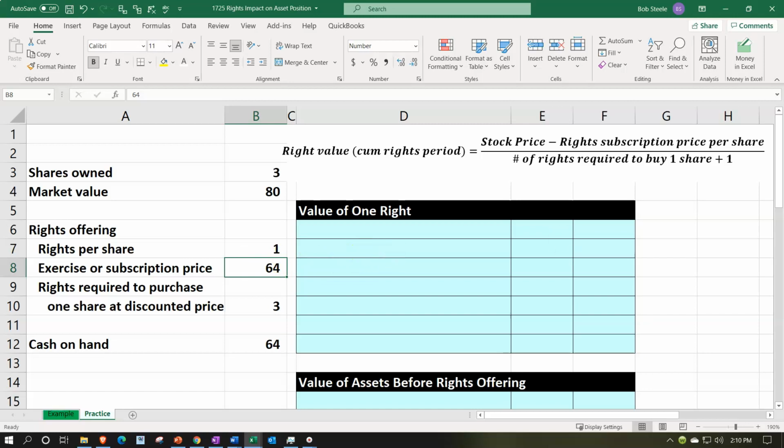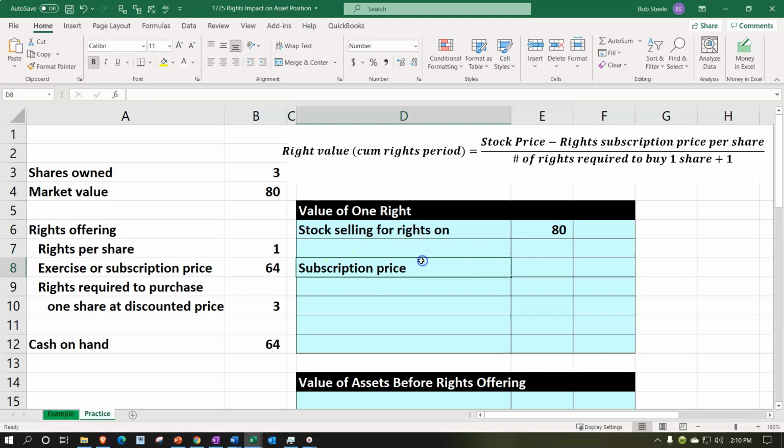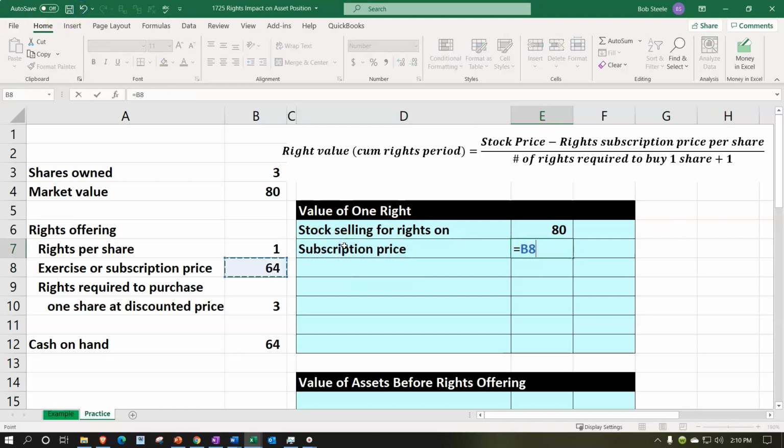Okay, so what's going to be the value of the right? We've got our equation up top. This is at the issue point. So the right value at the cum rights period is going to be the stock price minus the rights subscription price per share, divided by the number of rights required to buy 1 share plus 1. Let's see what that looks like. The stock selling on rights is going to be $80. And then the subscription price, the discounted price if we were to exercise the rights, we're going to say is 64, underlining that, font group and underline.